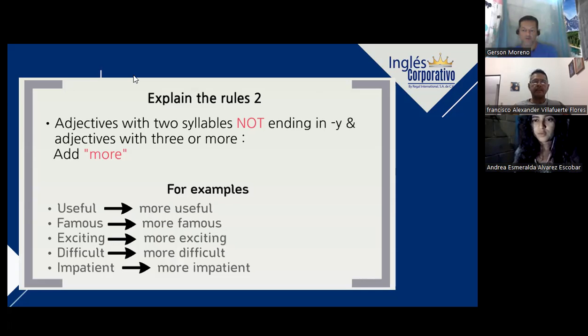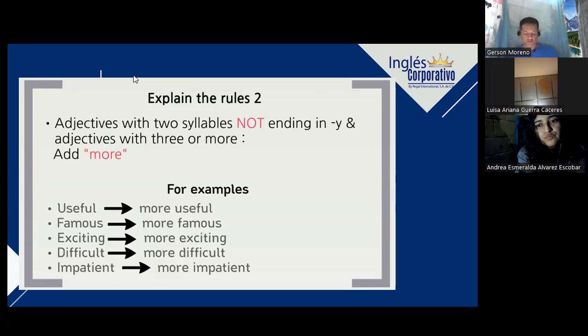Let's see, who helps us with this one? Me. Thank you, Francisco, right? Okay, see. Explain the rules too. Adjectives with two syllables not ending in Y, and adjectives with three or more syllables, take more. For example, useful, more useful. Famous, more famous. Exciting, more exciting. Difficult, more difficult. Important, more important.